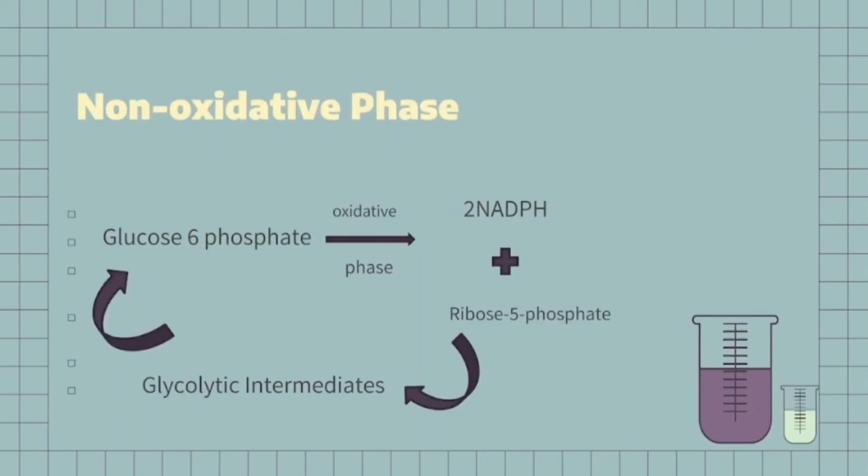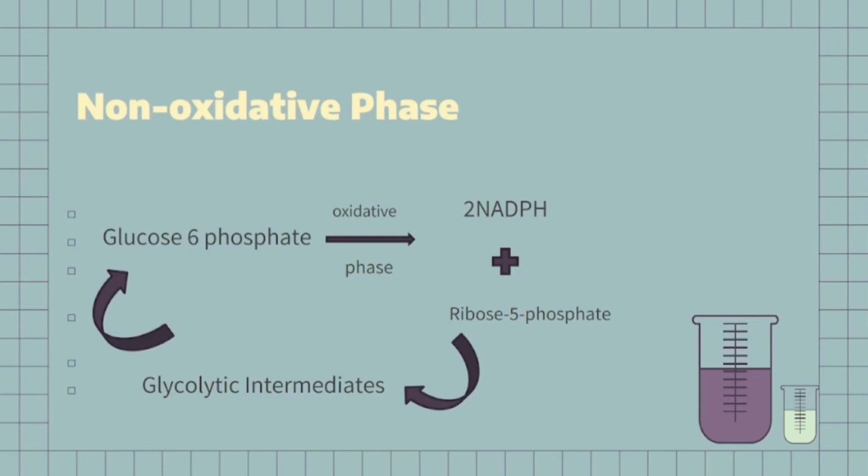And that glucose 6-phosphate can undergo the oxidative phase to form even more NADPH molecules. So when the cell needs NADPH much more than it needs ribose 5-phosphate, we undergo the non-oxidative phase of the pentose phosphate pathway to help us generate even more of these NADPH molecules.